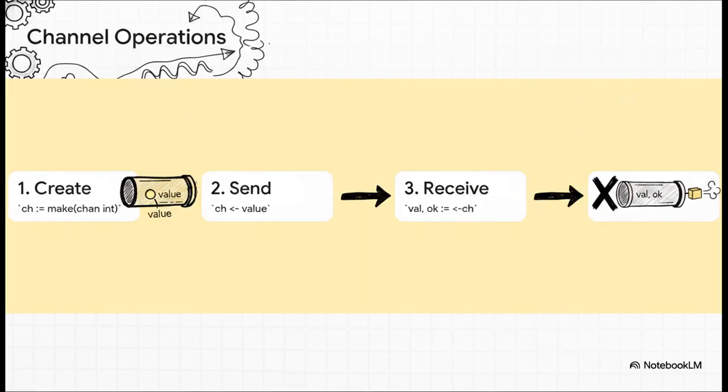The basic operations are pretty straightforward. You make a channel for a specific type, you send values into it with this little arrow syntax, you receive values from it, and when you're all done sending things, you close it to signal there's no more data coming.